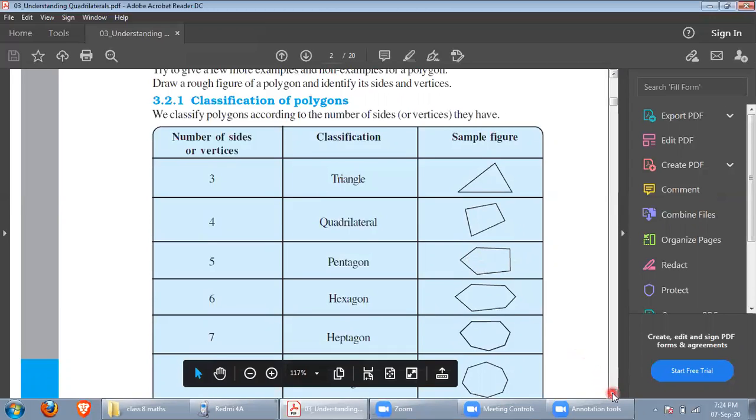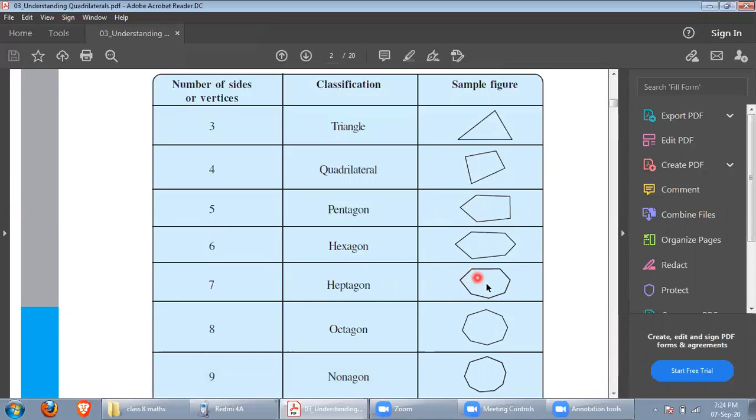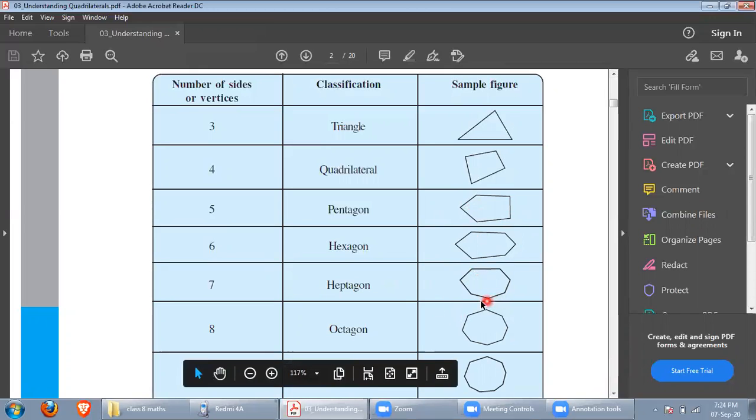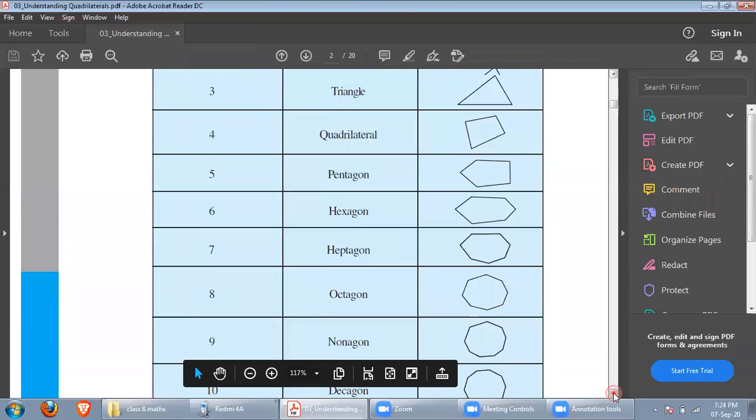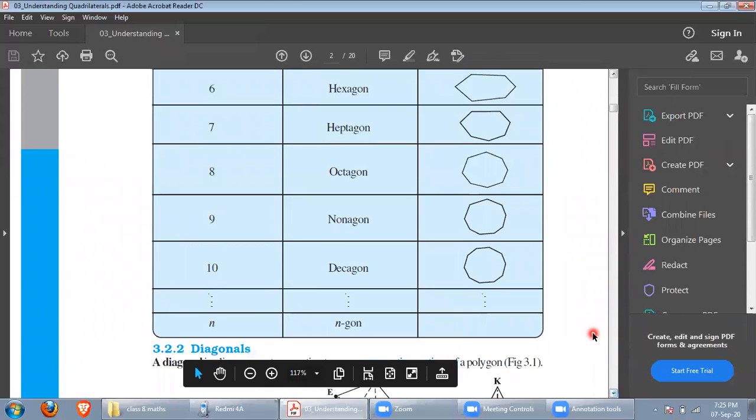Similarly, for a hexagon, 6 sides and 6 vertices or 6 angles. For a heptagon, you will have 7 sides, 7 angles, 7 vertices. 8 sides will be called octagon, 9 will be nonagon, and 10 will be called decagon. And with n sides, it will be called an n-gon. It will have n sides and n vertices.